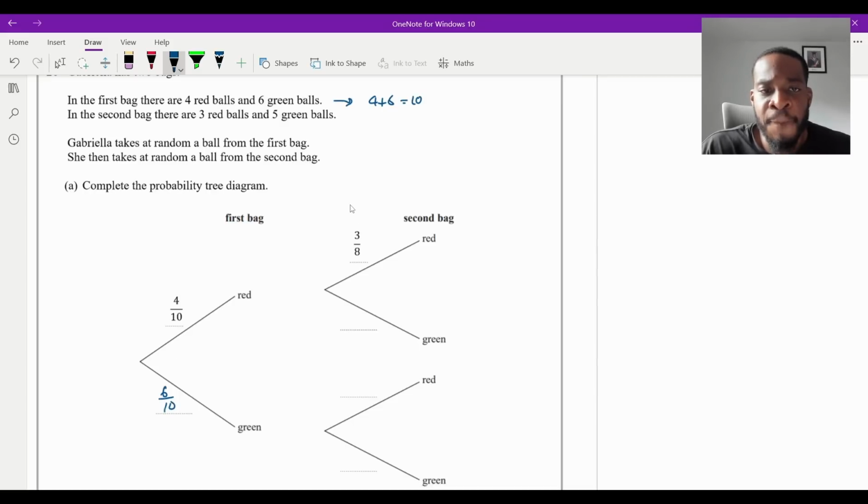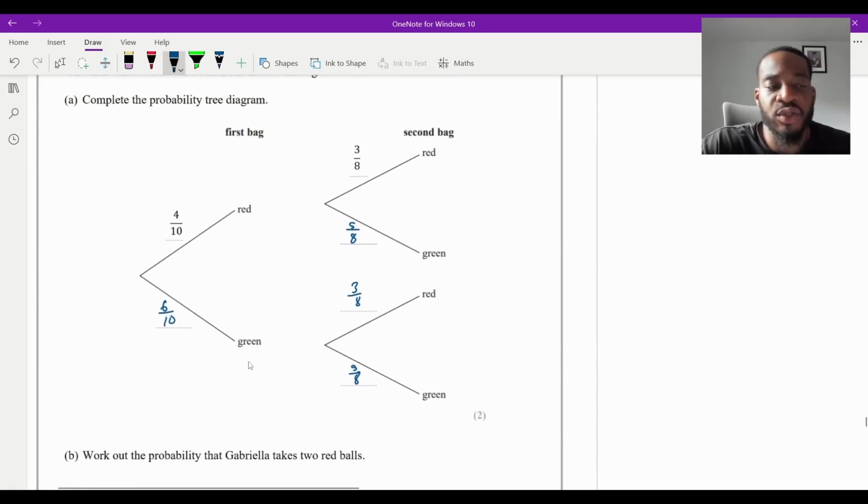This one is 3 over 8. That makes sense because again, 3 plus 5 for the second bag is going to be 8. So it's 8 in total. So it's just going to be 5/8 for this one. And then this one is just the exact same, isn't it? So that there. Perfect. So we've done that. That will give us 2 marks.